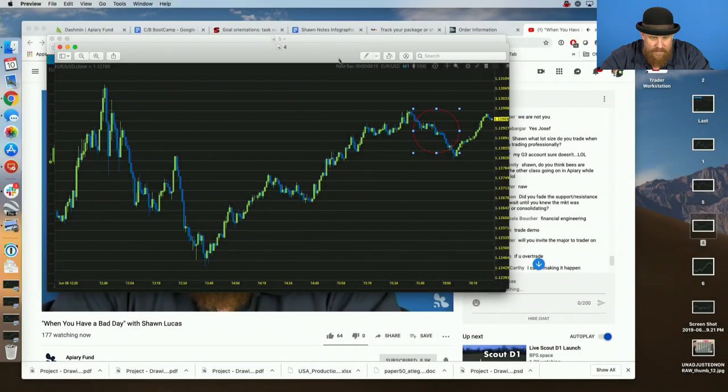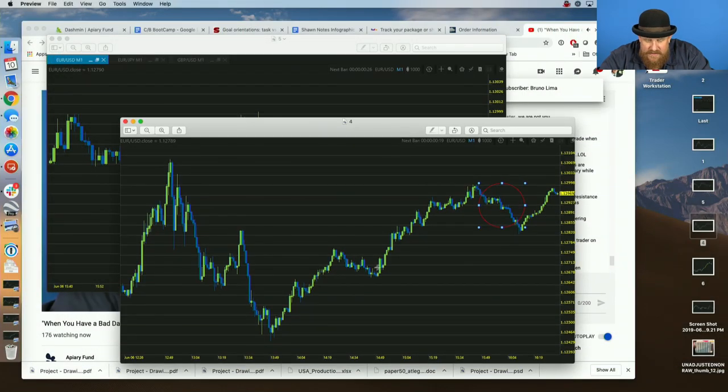Let me scroll through the question: did you fade the support or resistance moves or wait until you knew the market was continuing or consolidating? So when I regrouped and got back into it, we were finally, wouldn't you know it? I mean, seriously, look at this. From this low to this high was where I got into trouble.